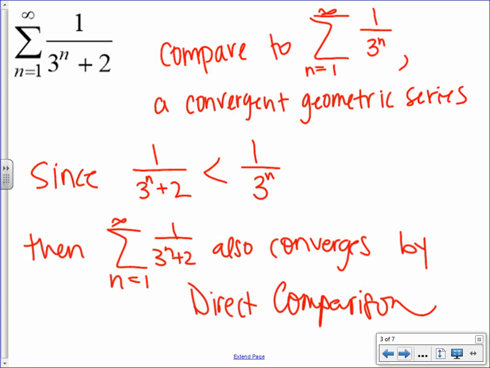So even right after the inequality, we're just done. Okay, so things that you have to have for the direct comparison test: you must say what you're comparing to and whether it's convergent or divergent. You have to have the inequality, and then you have to have your conclusion.